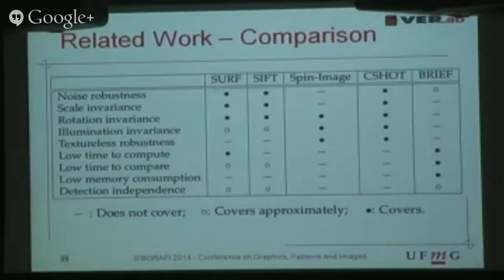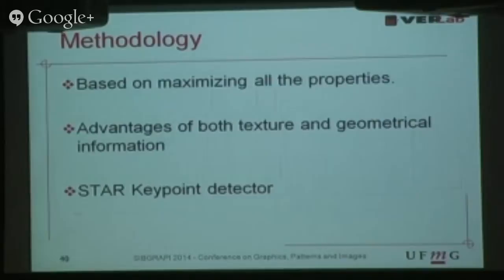C-shot covers quite well here, right? And BRIEF by Calonder covers well as far as performance is concerned. Now, what's the methodology that we use? You want to, of course, maximize the coverage of all those properties, and take advantage of both texture or image and the geometric information. As far as detection is concerned, you use STAR.